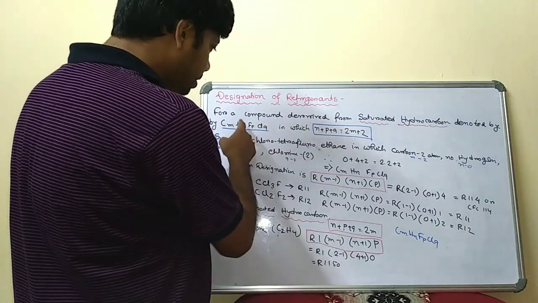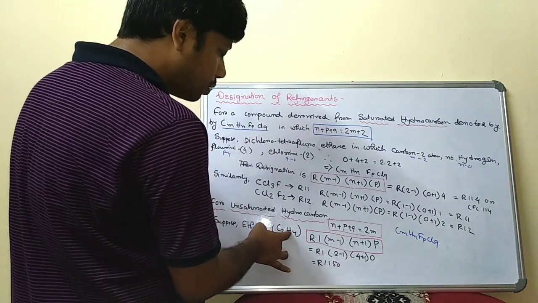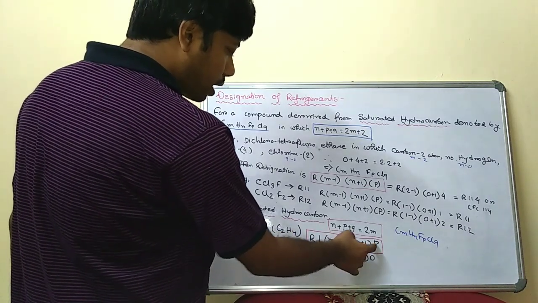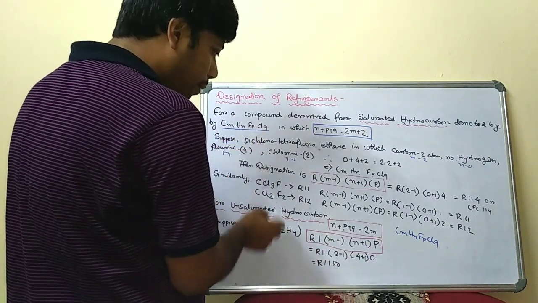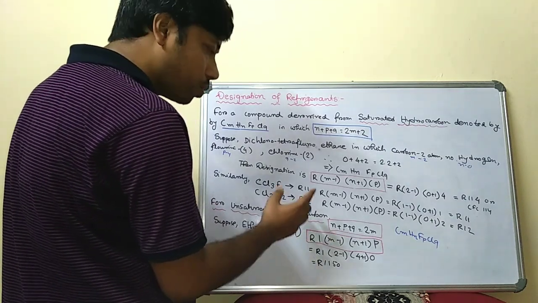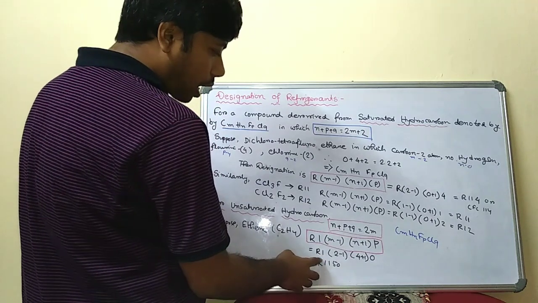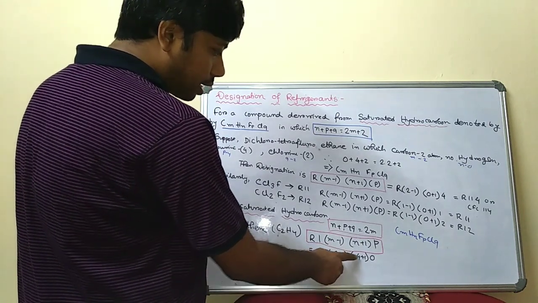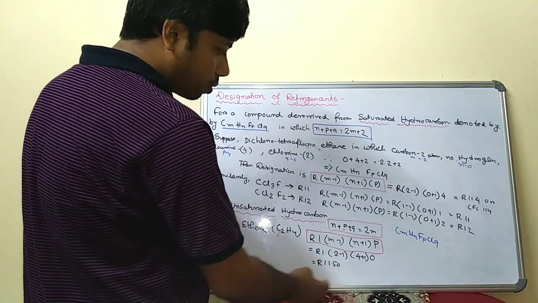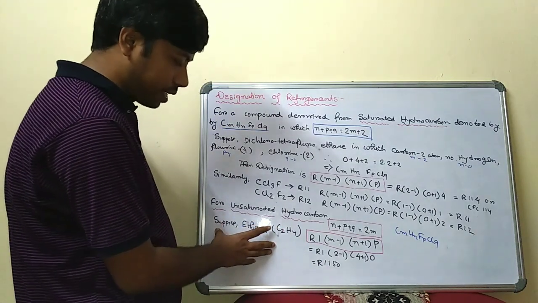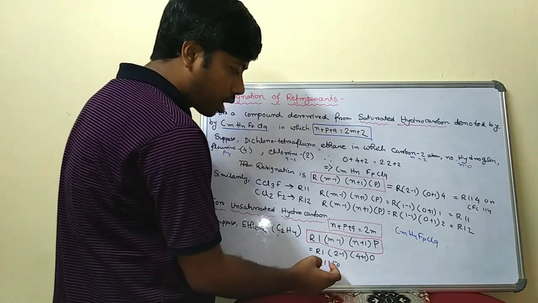N means the number of hydrogen atoms. Here N is equal to 4, so 4 plus 1. P is the number of fluorine atoms. Is there any fluorine atom present? No, so that will be 0. So after R1, it will be 1, then 5, and then 0. So the designation of refrigerant C2H4 will be R1150.